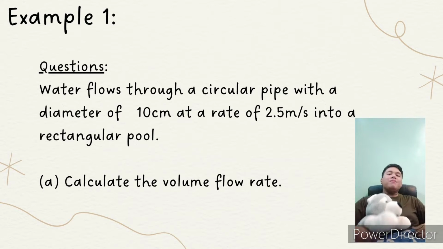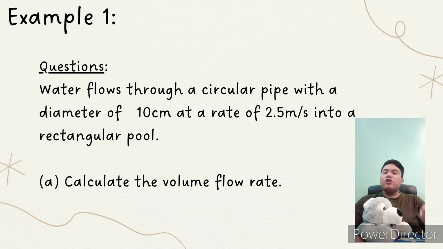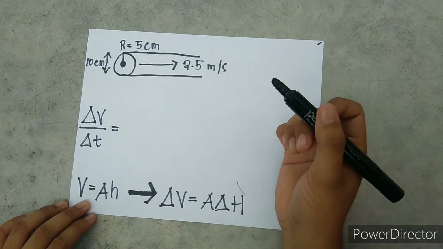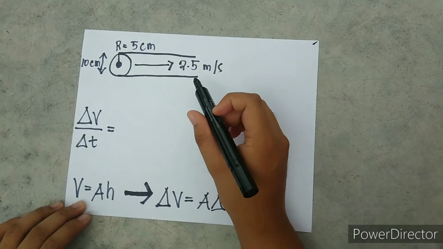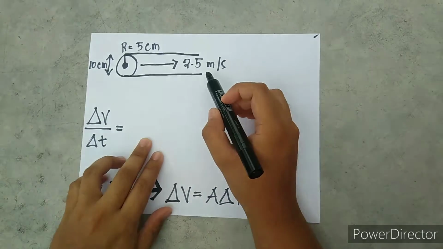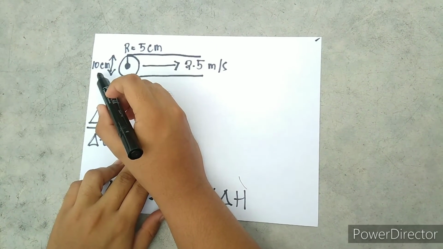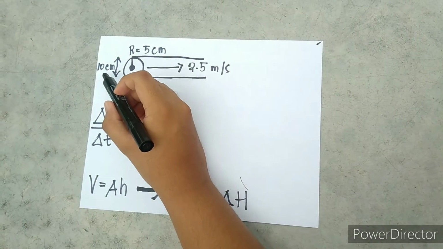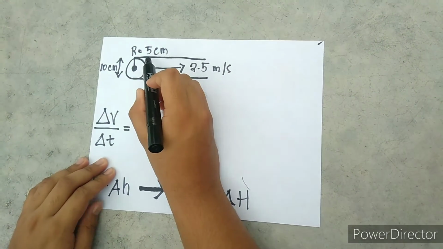So this is sample problem number 1. Water flows through a circular pipe with a diameter of 10 centimeters at a rate of 2.5 meters per second into a rectangular pool. Calculate the volume flow rate. So in this problem, we are going to look for the volume flow rate. Let's just say that this is the circular pipe. The fluid flows at a speed of 2.5 meters per second. It has a diameter of 10 centimeters. So the radius is 1/2 of the diameter, so it becomes 5 centimeters.